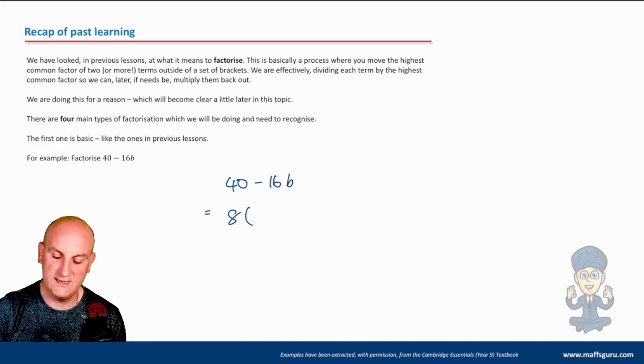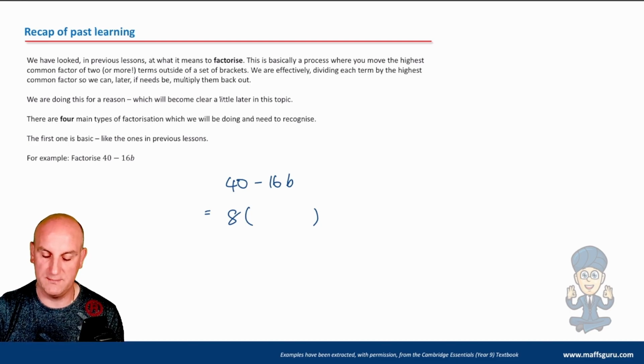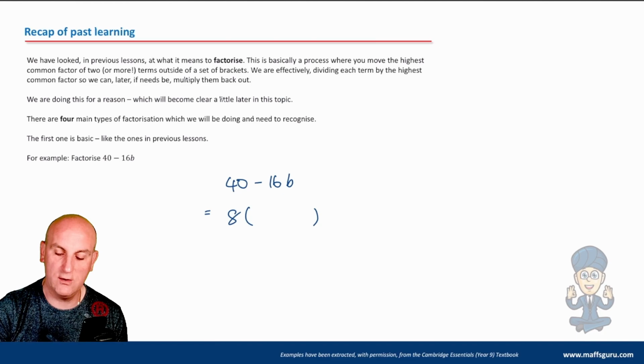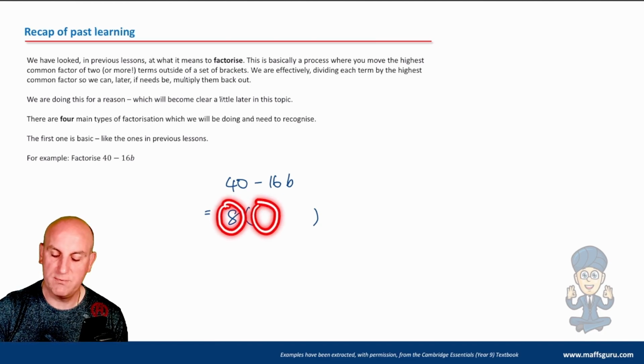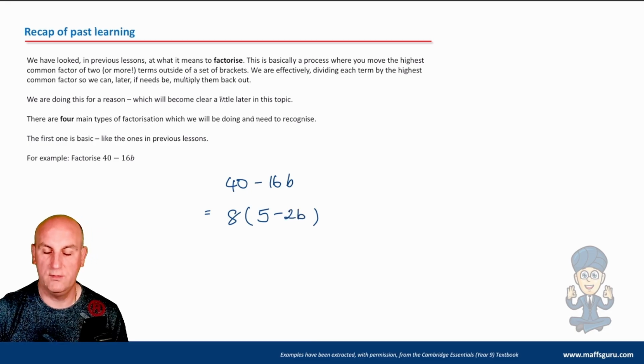So I draw a set of brackets. Believe it or not, it's the brackets that seem to be the most important thing here about factorization, and I'll come back to that in just a second. So 8 multiplied by what gives me 40? That will be 5, so a 5 goes in there. 8 multiplied by what gives me minus 16b? Well, 8 times negative 2 gives me negative 16, and then the b will just be there.